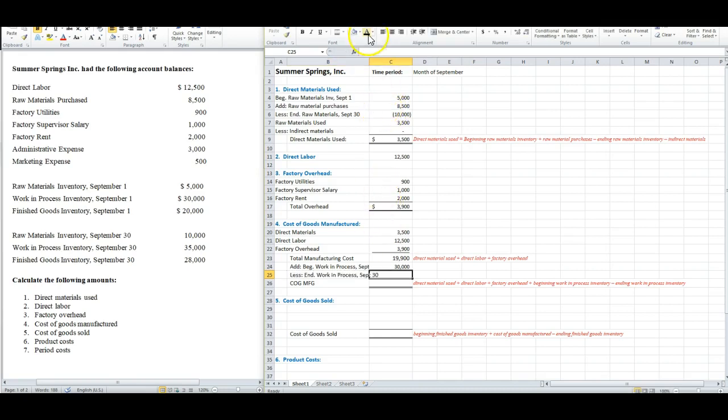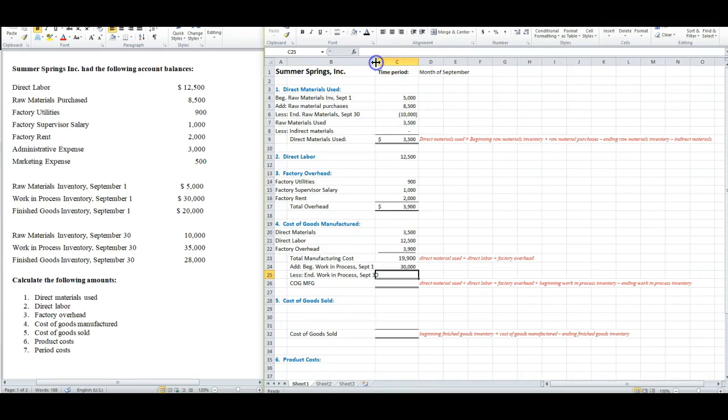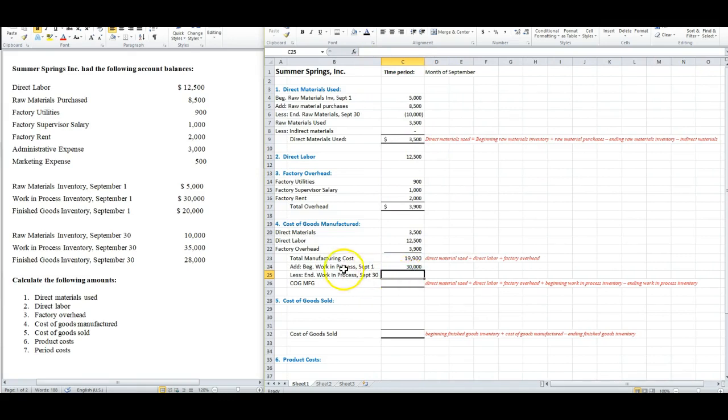And our ending work in process on September 30th was $35,000. So my cost of goods manufactured is $14,900.